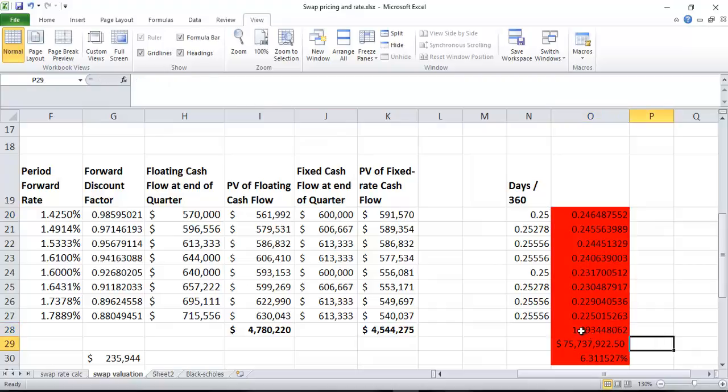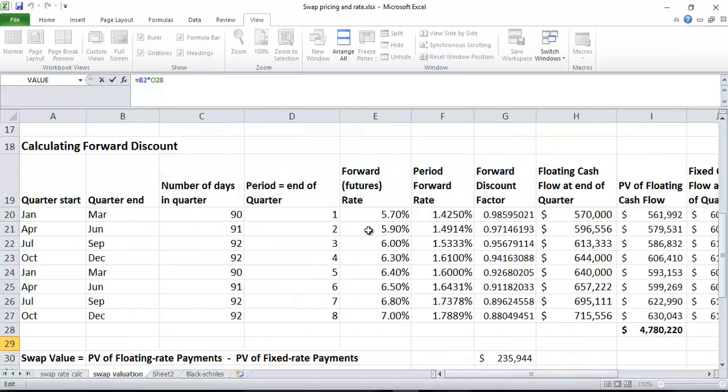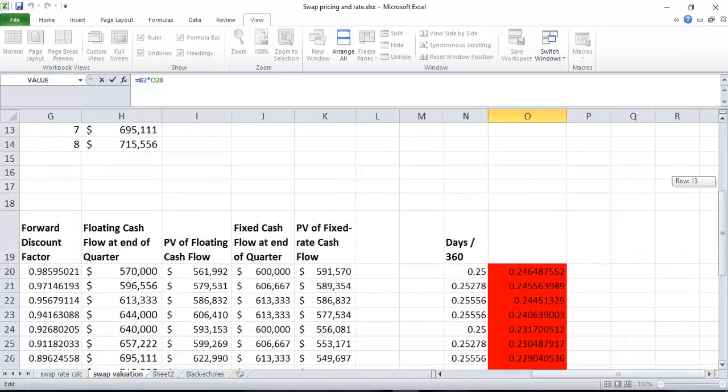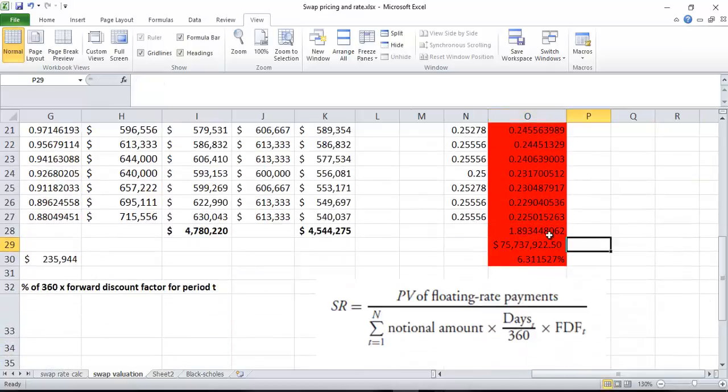It's 1.8934 and a little change. So all you need to do is take the sum and multiply it by the notional value. So take the notional value from above, which is 40 million, and multiply it by this sum, and that's going to be 75,737 something.